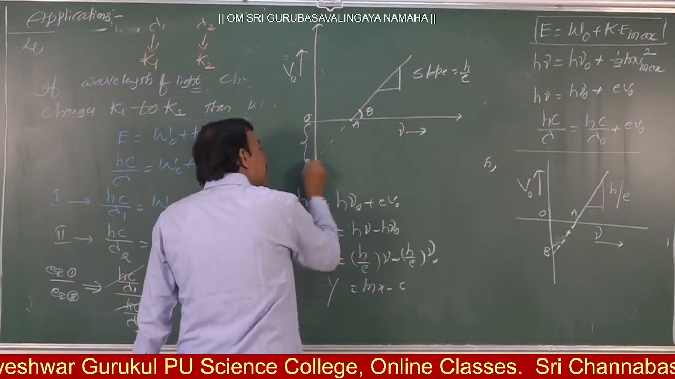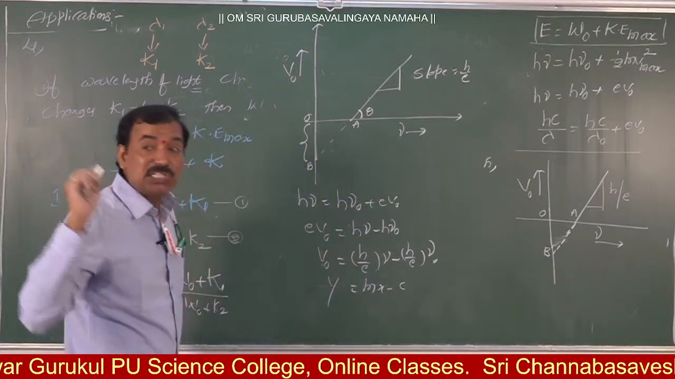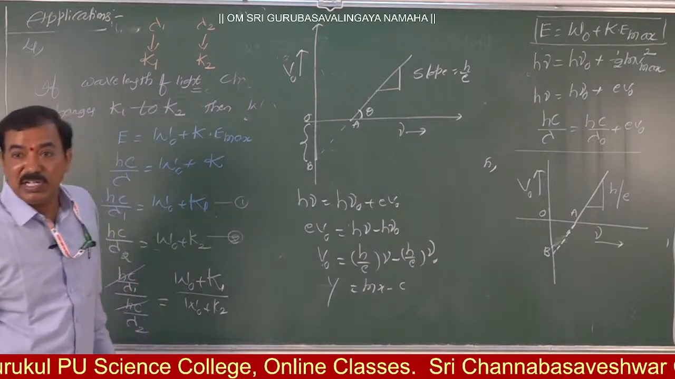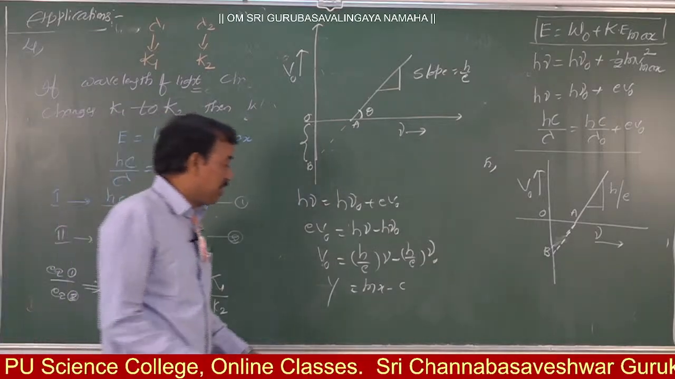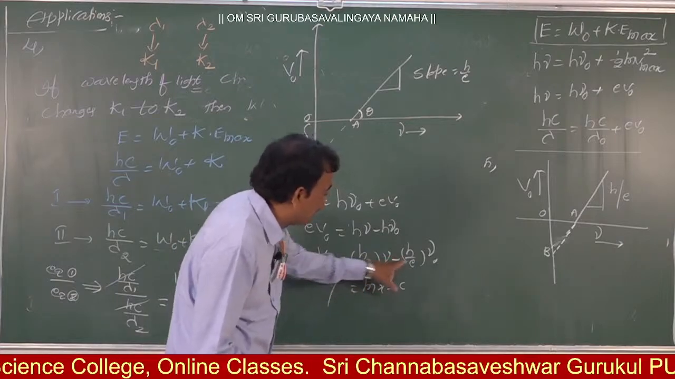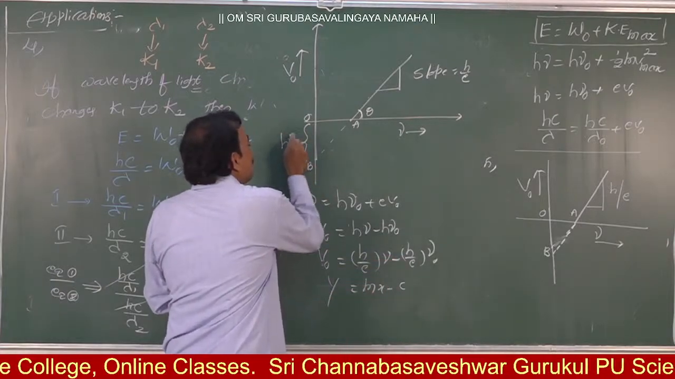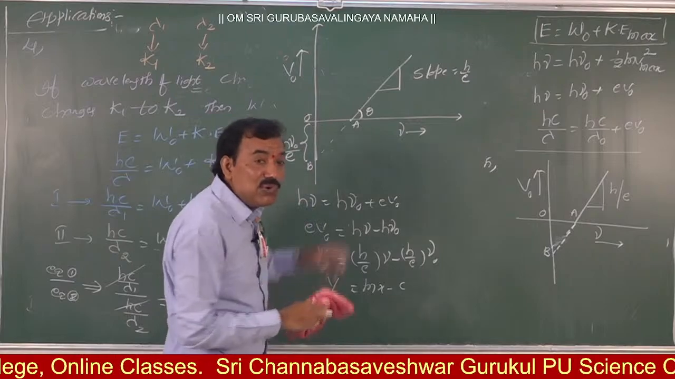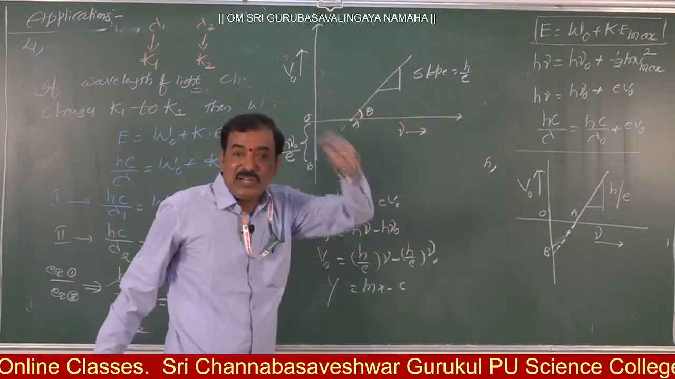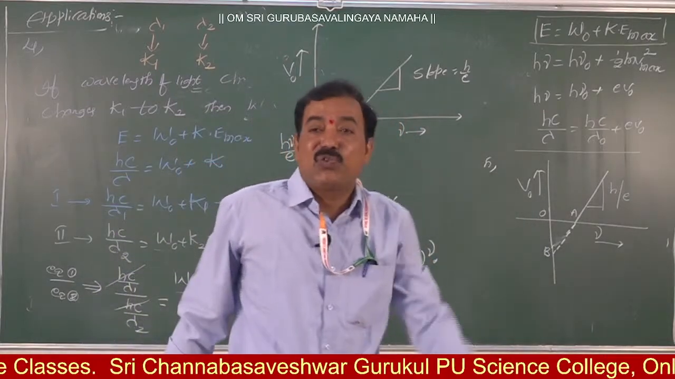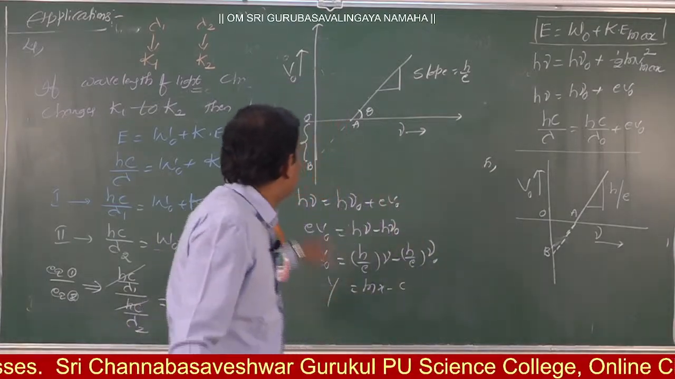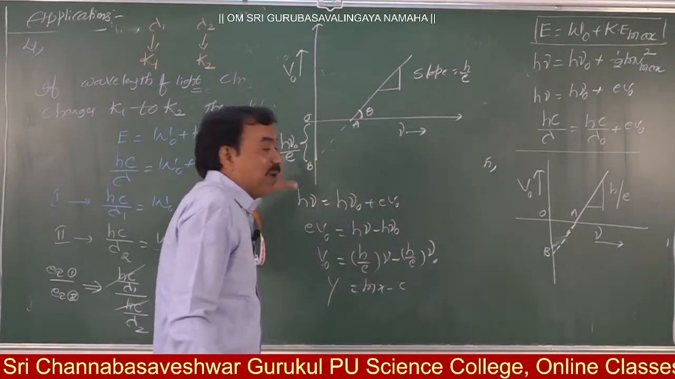So OB is known as the y-intercept. What is the value of the y-intercept? It is equal to h nu naught by e, or W naught by e only, since the work function is given directly here. So the y-intercept is W naught by e only.